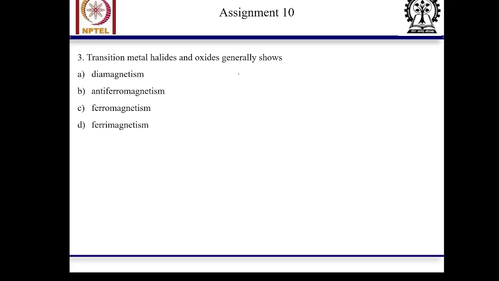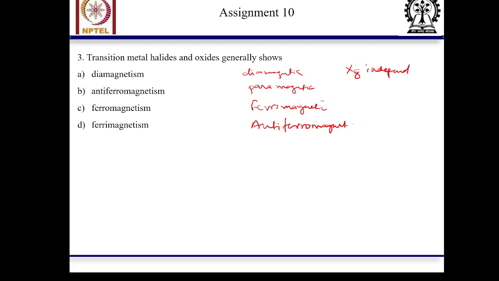Okay. Let me start by defining what diamagnetic, paramagnetic, ferromagnetic, and then antiferromagnetic are. For diamagnetic, your Chi value is independent of T and H. For paramagnetic, Chi is independent of H, but Chi is inversely proportional to T. Ferromagnetic, above Tc this rule is followed, but below Tc it will rise abruptly.